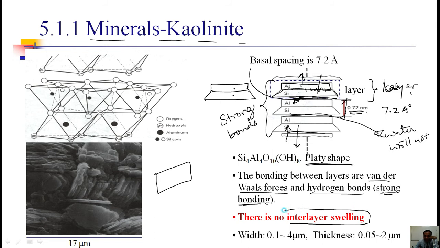No interlayer swelling means what? In between two layers, there won't be any percolation of water. That will not cause any swelling or shrinkage. This is very, very important. Then width is 0.1 to 4 micron and thickness is 0.05 to 2 micron. These are the characteristics of kaolinite. And the soil which is made up of kaolinite, an example is China clay, or ceramic.